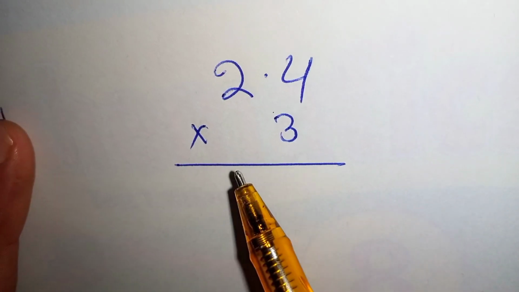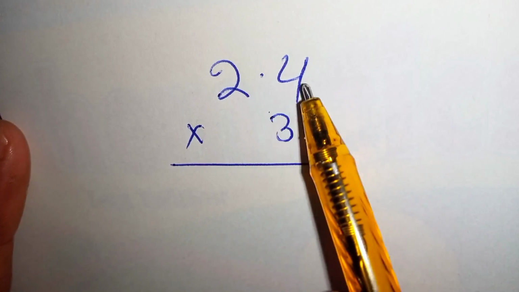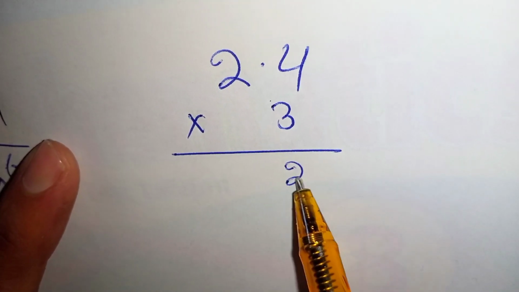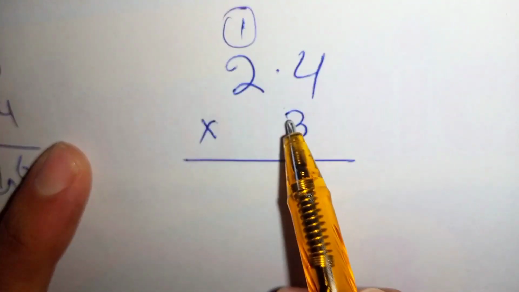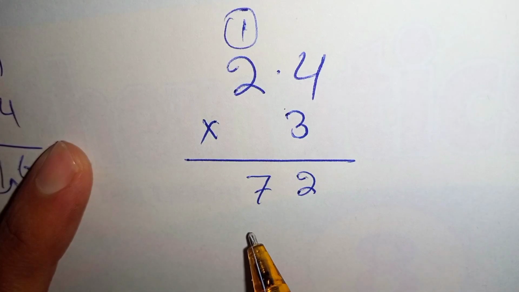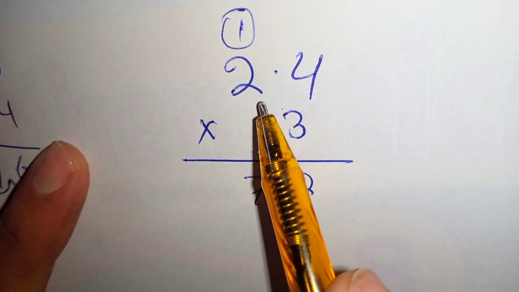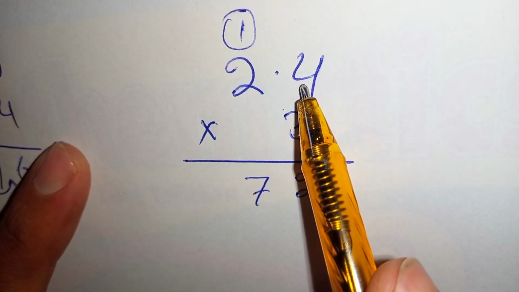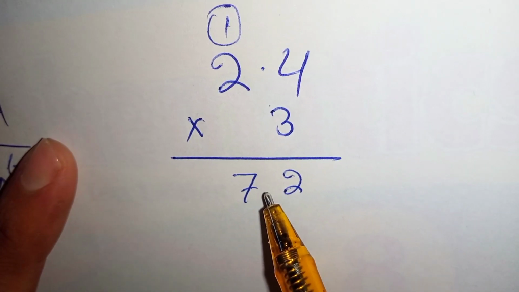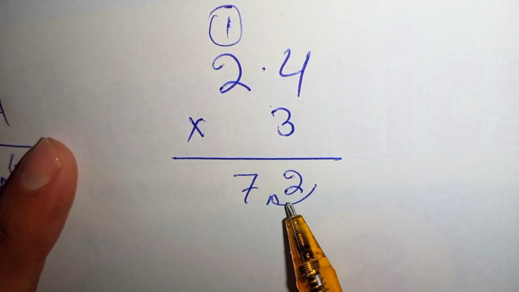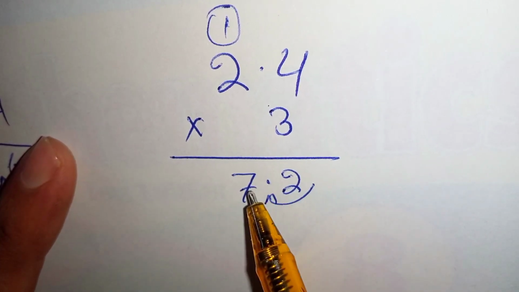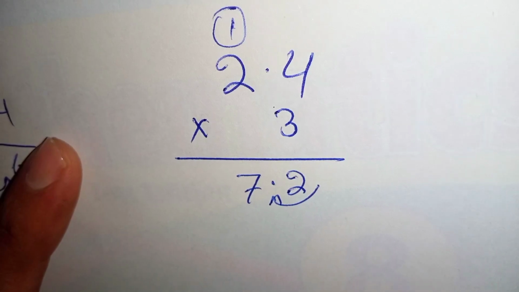Here is another example in which we have to multiply 2.4 with 3. So 3 times 4 is 12, write 2 and carry 1. 3 times 2 is 6 plus 1 is 7. The answer is 72, but here we see that there is one decimal place, so the answer should also have one decimal place. So write the decimal one place to the left, which gives 7.2. So the answer will be 7.2.